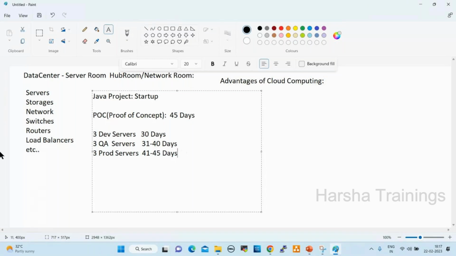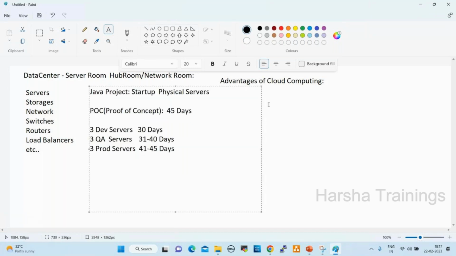This is the physical setup. We can say this is not a cloud setup; I'm talking about physical servers. Once we complete this, we'll jump into cloud infrastructure. So in physical servers, what will happen? We are trying to understand, right?